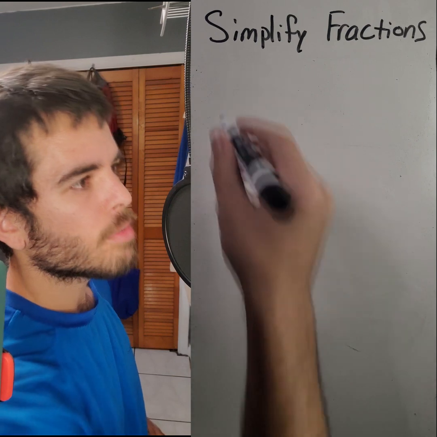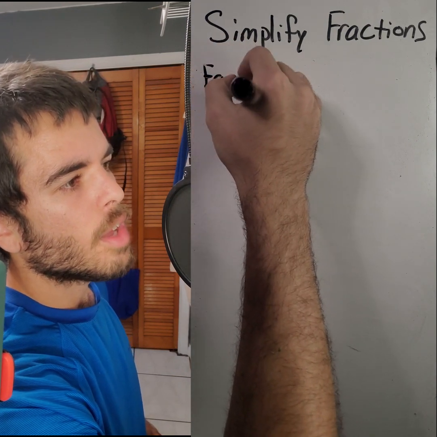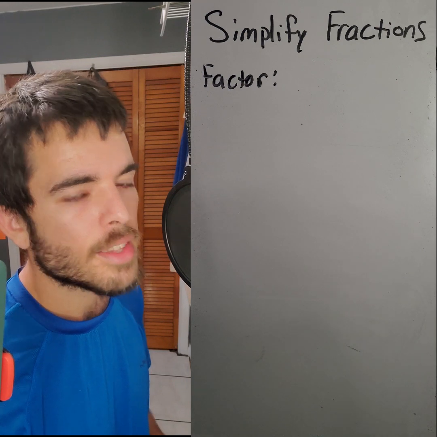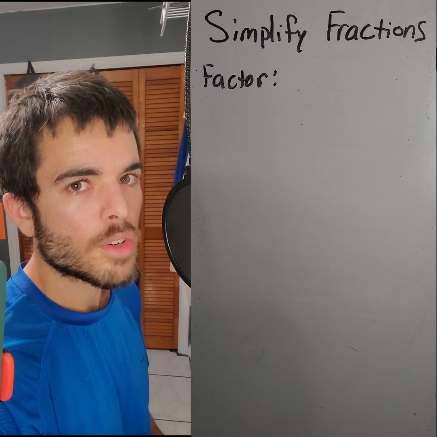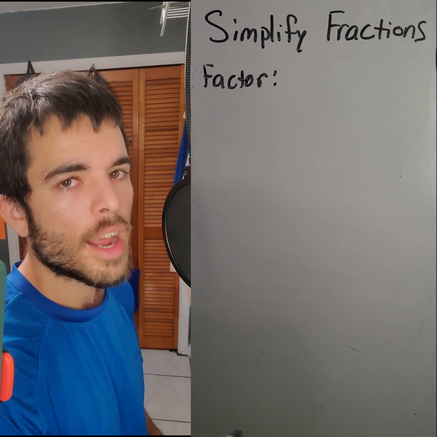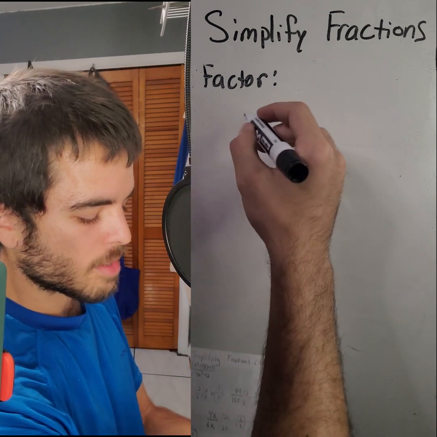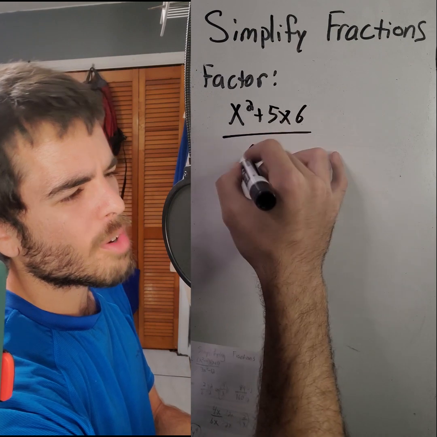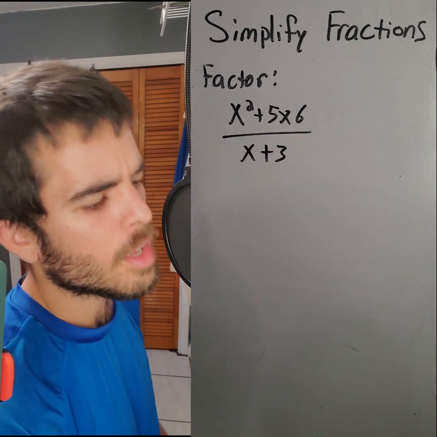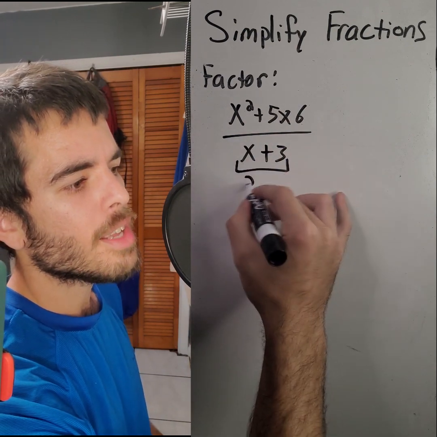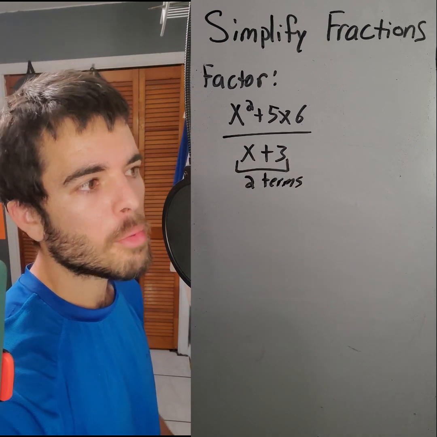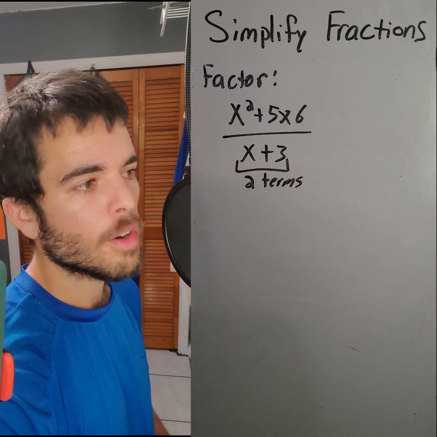Let's move on to factoring. You can see polynomials inside fractions. The telltale sign that you're probably going to have to factor is the denominator having two terms. Something that looks like this: x squared plus 5x plus 6 all over x plus 3. Notice how this time my denominator is two terms. That's a hint that we probably have to factor the top, the numerator.